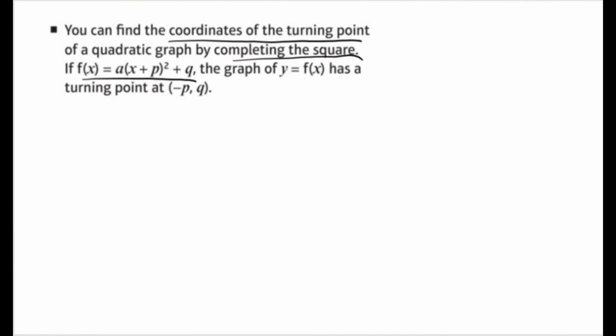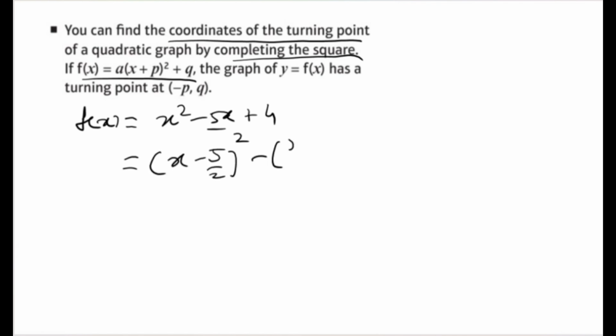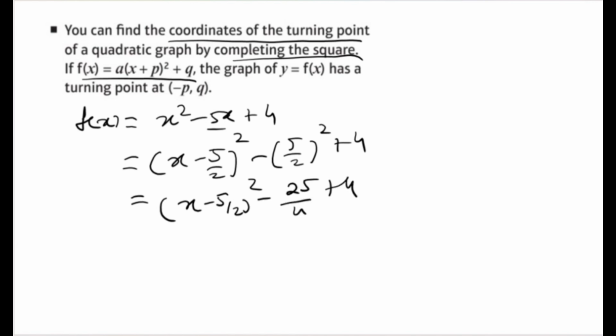For example, I have a function f of x is equal to x squared minus 5x plus 4. So convert it into completing square form. I know this is my b, so I have to do b over 2. So x minus 5 over 2 squared minus b squared plus 4. So x minus 5 over 2 squared minus 25 over 4 plus 4. Use a calculator to simplify it, so you will get minus 9 over 4 here.